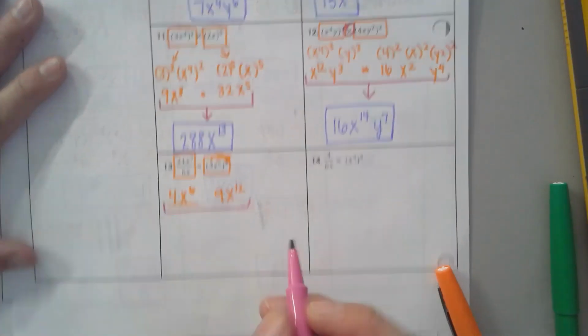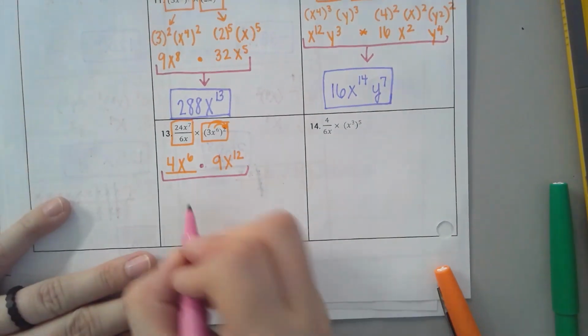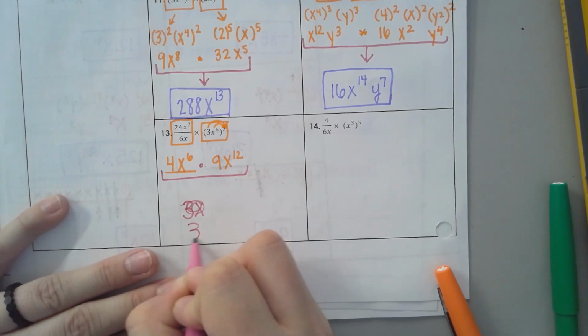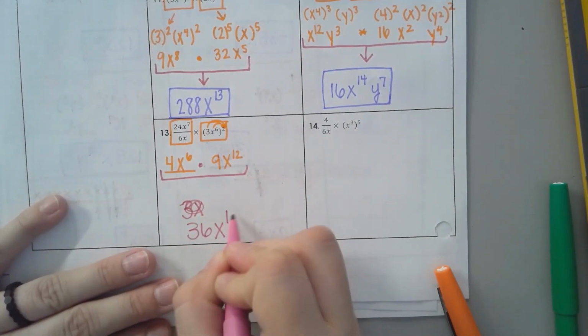Yep. All right, so now we're multiplying. 4 times 9 is? 36 to the 8. Why did I put 3x? 36. X to the 18th. Good.